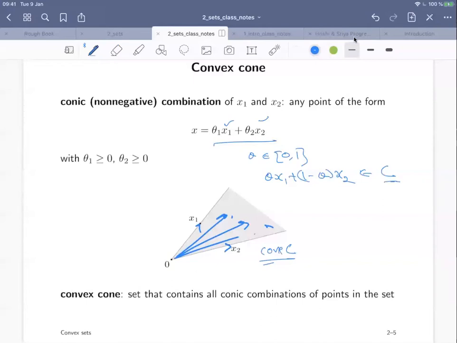If this is the set C, then if you pick any 2 points, the convex combination has to be within the set C. So here, if you consider a theta between 0 and 1, of course it satisfies the condition that theta is greater than or equal to 0, right? In this case, what will be 1 minus theta?